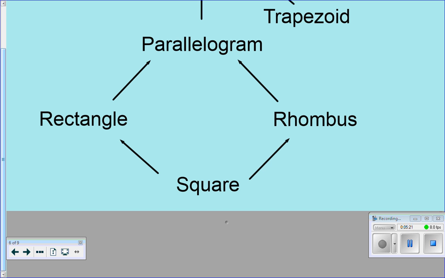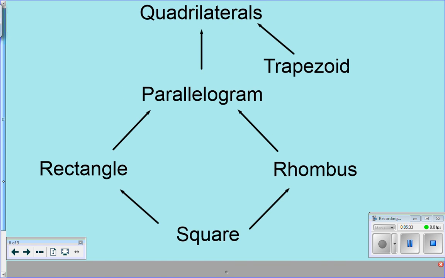You know, these arrows are a big deal. The reason why these arrows are a big deal is because of this. If I would say, what kind of quadrilateral is a square? What would you tell me? Now look at the arrows. What kind of quadrilateral is a square? Are all these things quadrilaterals again?